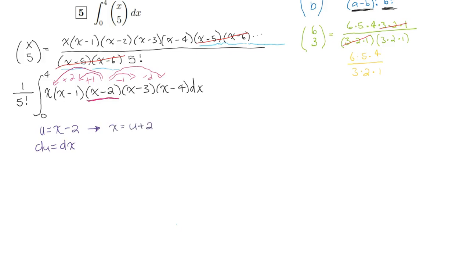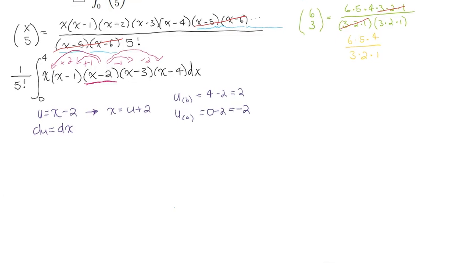Now we're also going to need to change our bounds of integration. So our upper bound, and I will say b is denoting our upper bound, will equal 4 minus 2, which equals 2. And our lower bound will equal 0 minus 2, and this will equal negative 2.